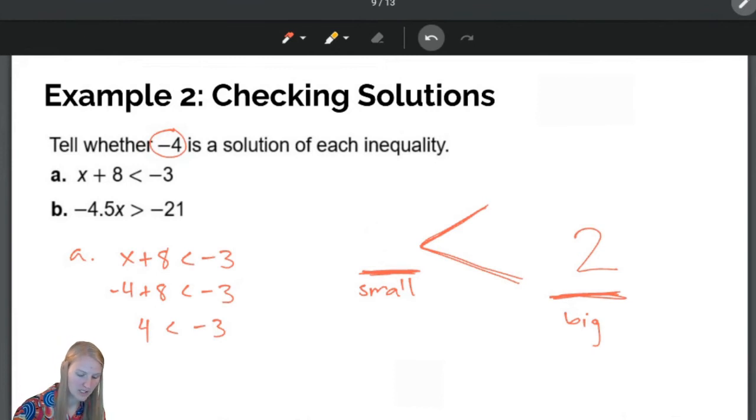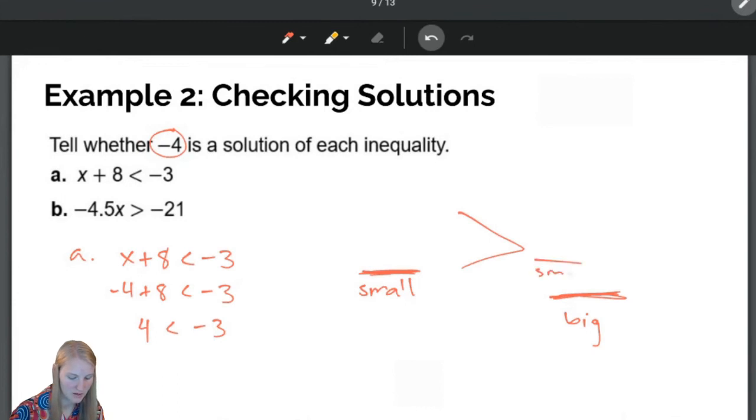So hopefully that'll help you, even if you see something like this. Now this is the small one and this is the big one. So it doesn't matter which way the sign faces. This might help you think about it.